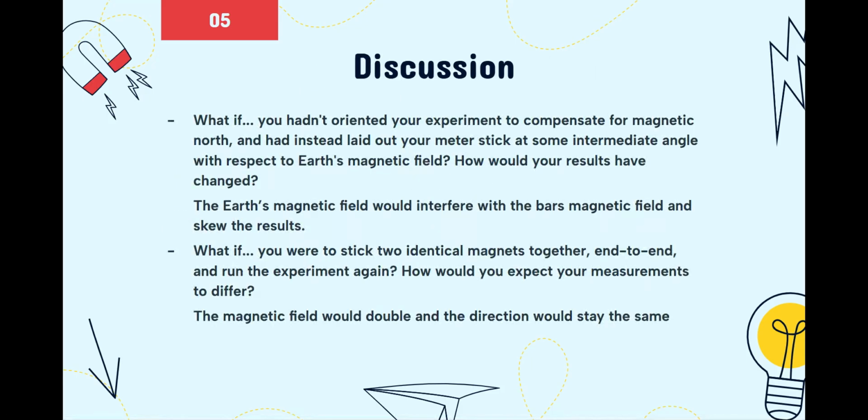Okay, so discussion. What if you hadn't oriented your experiment to compensate for the magnetic north and instead laid out your meter stick at some intermediate angle? Well, the Earth's field would have added to or subtracted from the bar magnet's field depending on orientation, which would have skewed all my measurements. And for the second question, if I stuck 2 identical magnets together end to end, the dipole moment would have effectively doubled, so the field strength would double.